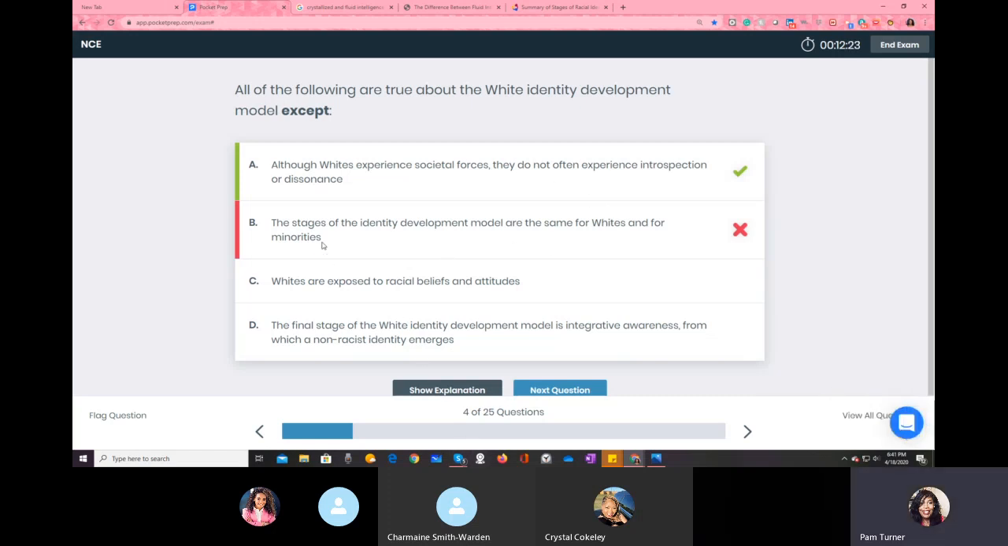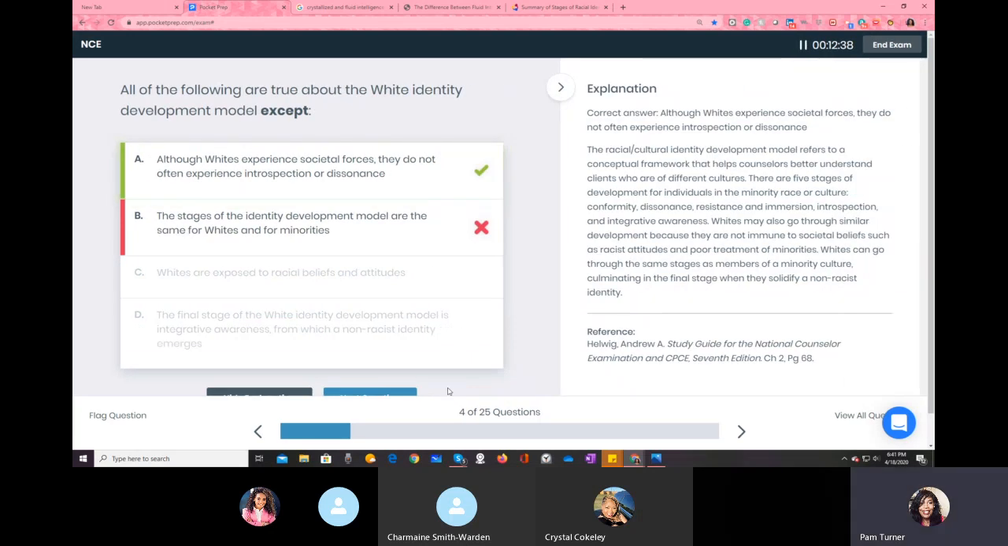So the stages of identity, they're not exactly the same, but the process of figuring out who you are is the same. Okay. Although whites experience societal forces, they do not often experience introspection or dissonance. Okay. You'll see the word cognitive dissonance many times. Cognitive dissonance means that I have two different thought patterns.